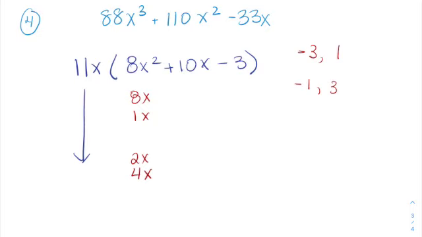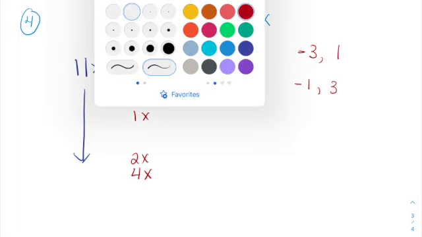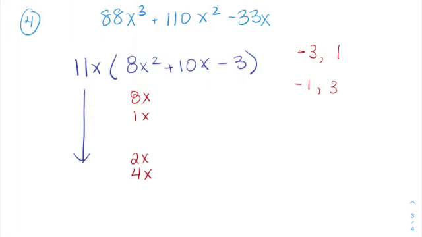8 and 1 is not going to work because 8 times 3 is 24. That's too big. And then if you put the 3 with the 1, that's not going to work, right? That's just not a good combination there. So let's jump down here. So let's see. 4 times 3 gives me 12x. 2 times 1 gives me 2x.